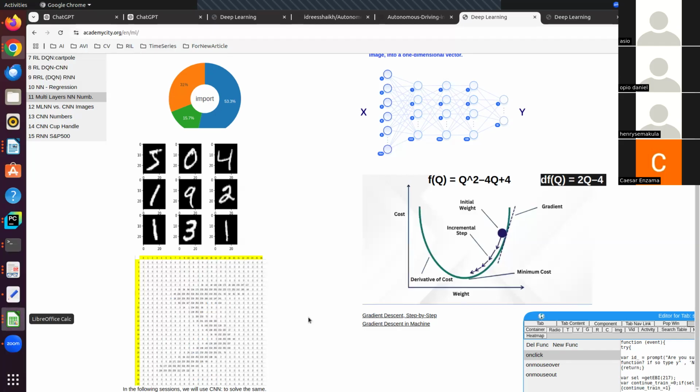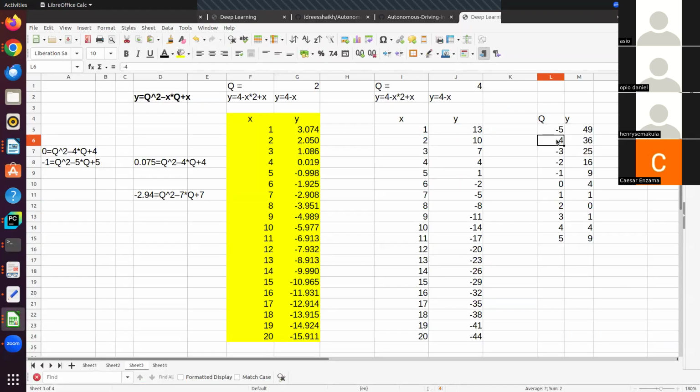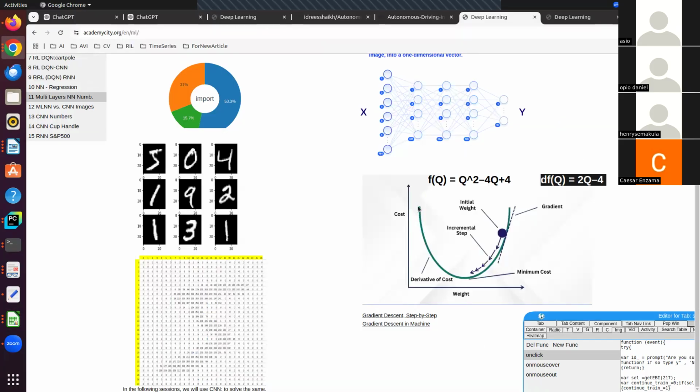If I use minus 4, like here, we see the function is positive. That means we're probably somewhere here. If I use minus 4 around here, probably the function is.